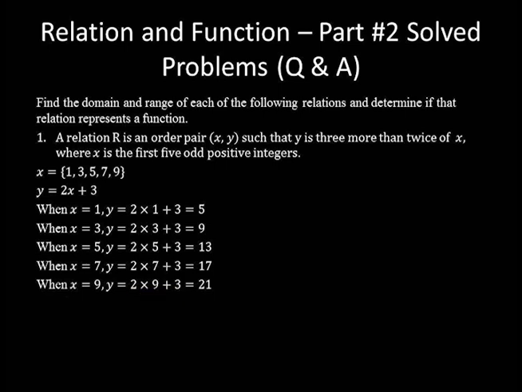Now, we know the values of x and the corresponding values of y. So we can write the ordered pairs as R equal to, when x is 1, y is 5. So 1, 5 is the first ordered pair. When x is 3, y is 9. Thus 3, 9 is the second ordered pair. And the remaining 3 ordered pairs are 5, 13, 7, 17, and 9, 21.